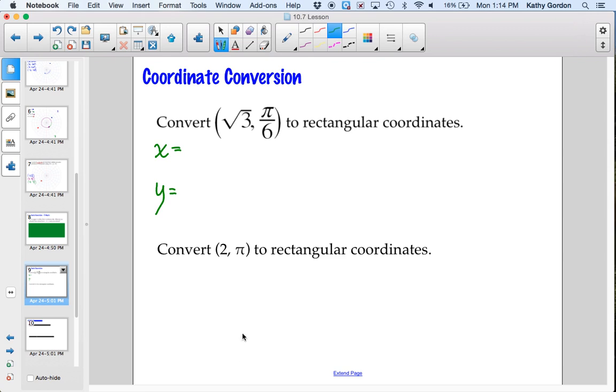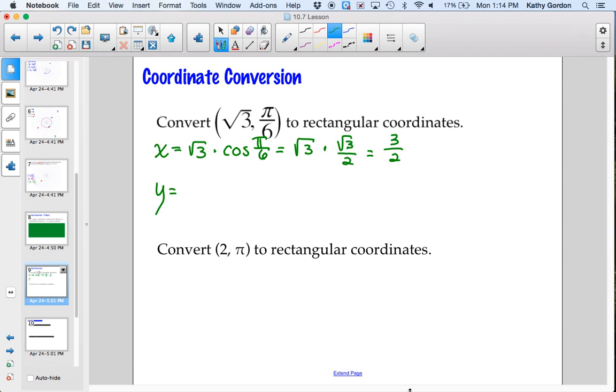How are we going to find x? R times cosine pi over 6. What's my r? The square root of 3. What's cosine of pi over 6? Square root of 3 over 2. So what's root 3 times root 3? 3. Where's my x coordinate? Yay.